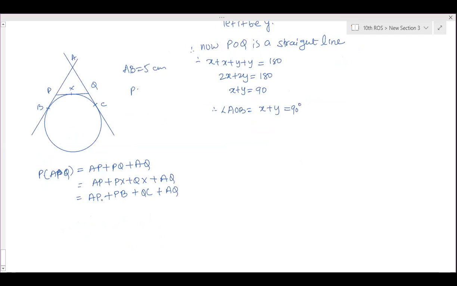Yes, ma'am. AB plus PB is AB, QC plus AQ, AC. AB and AC both are equal. So 2AB is equal to perimeter of APQ. That is 10. Okay, ma'am. I will try.